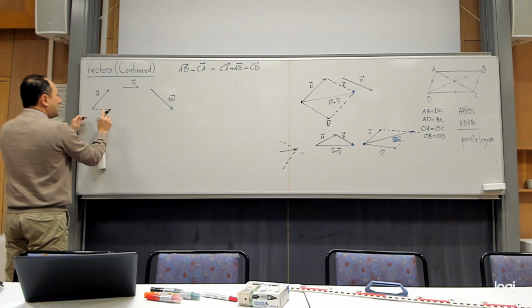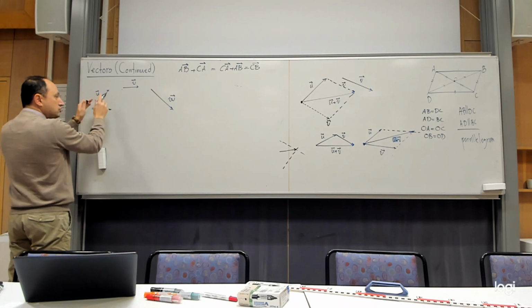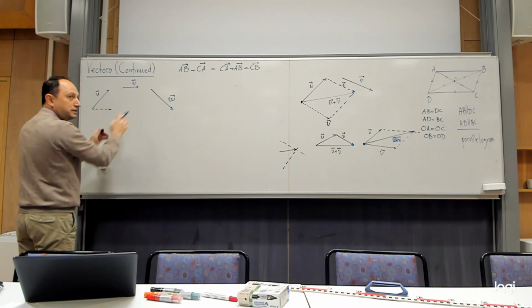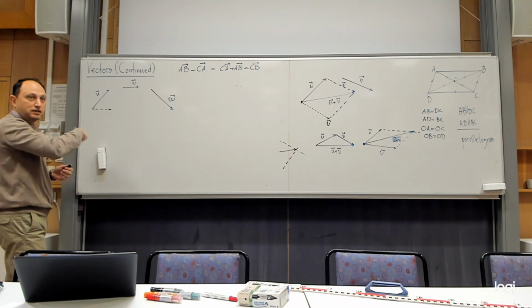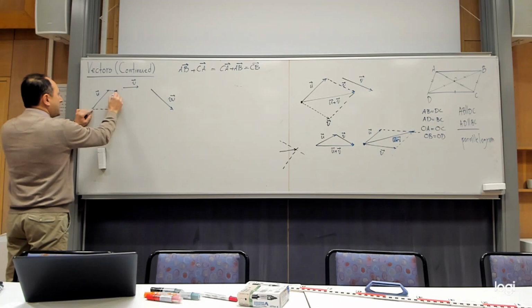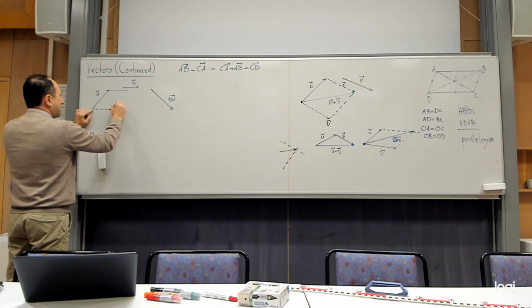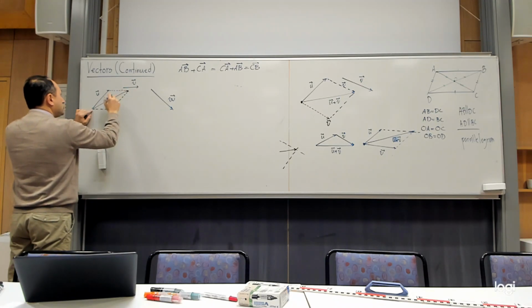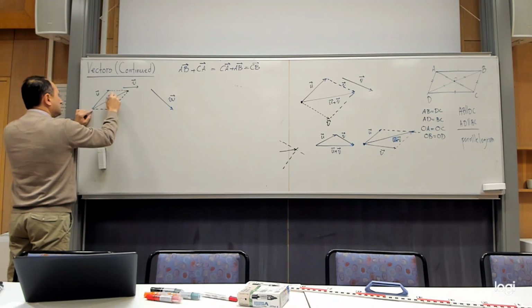Then I have to add these two, find the answer, and do it with that one. So this is the reason that I cannot do it consecutively as before. So I have to complete the parallelogram. Yes? And this vector that I find is just U plus V.